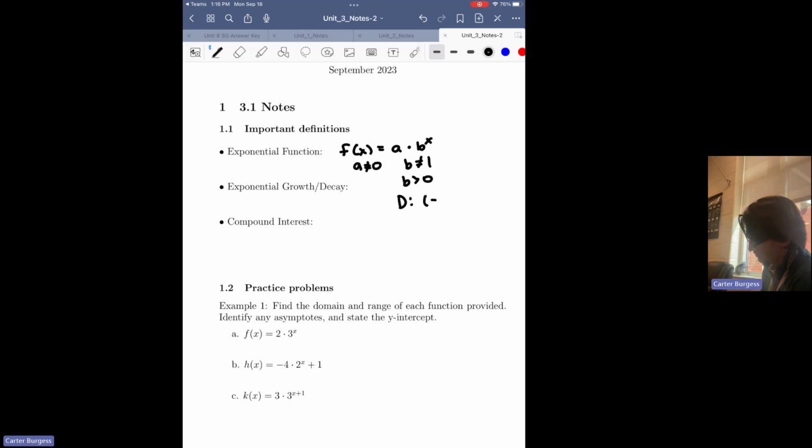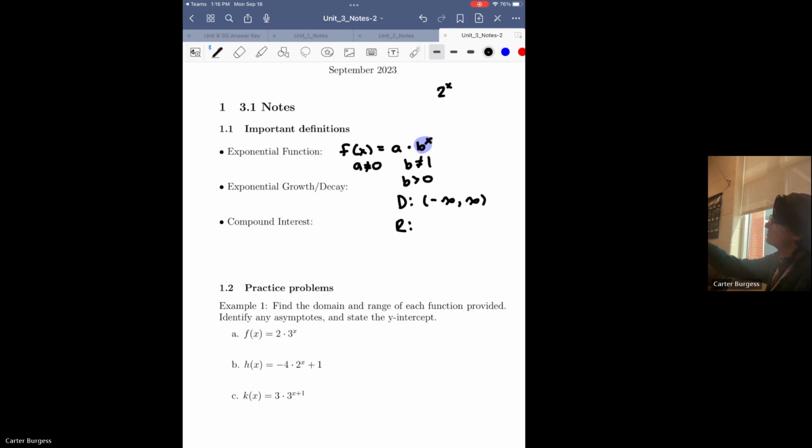All real numbers, everything from -infinity up to +infinity. Thinking about the range of our function here, I want to focus first on this positive base raised to a power. We can think of this as a specific example. So if I have 2 raised to the power of x, what kind of values would I expect as I plug in values of x?